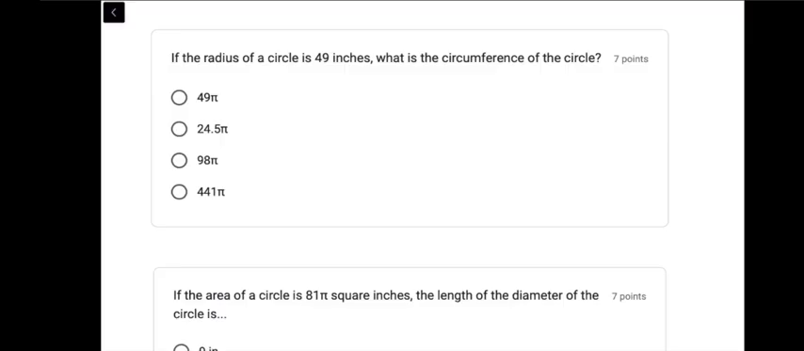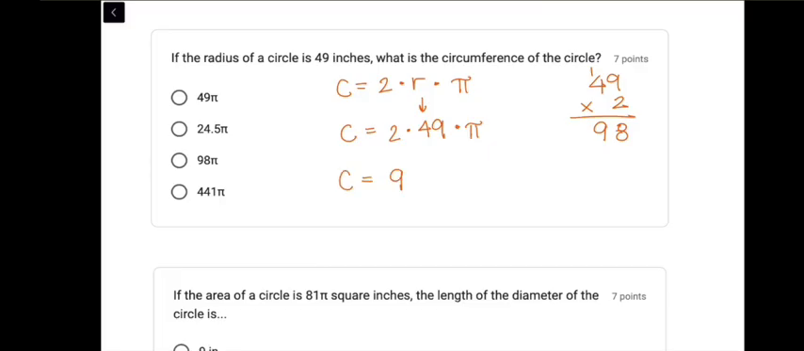If the radius of a circle is 49 inches, what is the circumference of the circle? So circumference is calculated by taking 2 times the radius times pi. Given that the radius of this circle is 49, I'll go ahead and plug that in. Now 49 times 2 is going to be, 9 times 2 would be 18, carry the 1. 8 plus 1 is going to be 9. So the circumference of this circle would equal 98 pi inches, which would make your answer C.